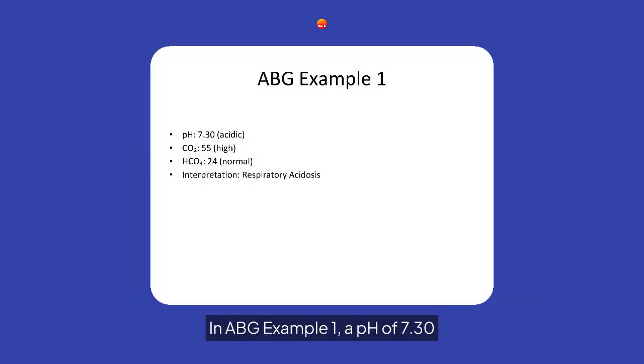In ABG example 1, a pH of 7.30 indicates acidity, with high CO2 at 55 and normal HCO3 at 24. This pattern suggests respiratory acidosis, highlighting the importance of addressing respiratory function to restore balance.